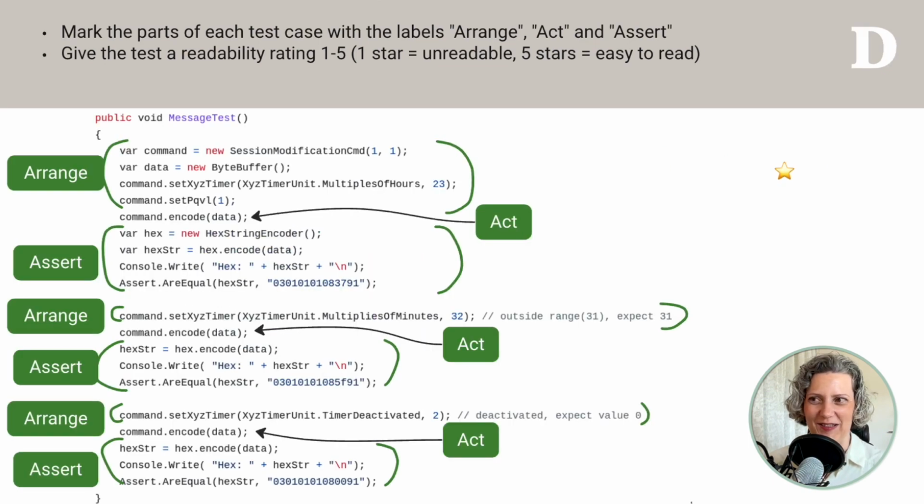And then there's this last example. And this one is really quite complex to read. There are 3 act steps here, but it's a little bit difficult to pick out which ones they are because there's so much going on in the arrange step and there's so much going on in the assert step. Now, the method name doesn't give you any help at all, so message test. It doesn't tell you anything about the fact that it's this command.encode, which is actually the thing you're trying to check. That's the act step. So I've given this only 1 star for readability.